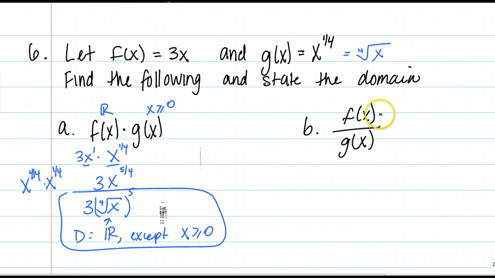So if we look at part B, we have f of x divided by g of x, which means 3x divided by x to the 1/4. Remember, if there's no exponent, there's a 1 there. And since we're dividing terms with the same base, we can subtract our exponents. And instead of a 1, I'm just going to write 4/4 right away. So f of x divided by g of x is 3x to the 3/4, because 4/4 minus 1/4 is 3/4.